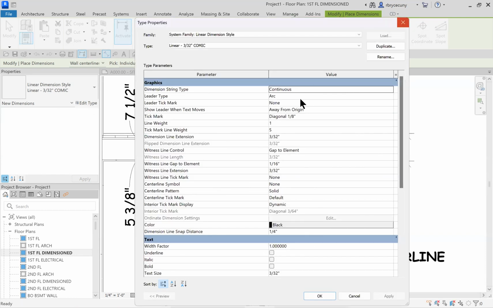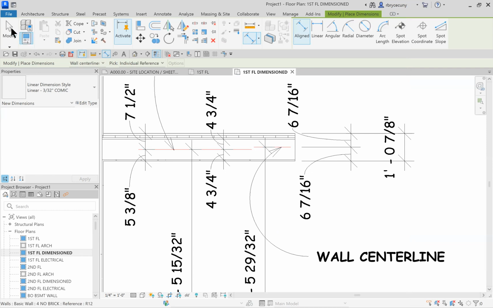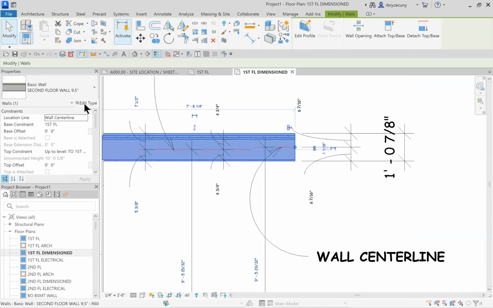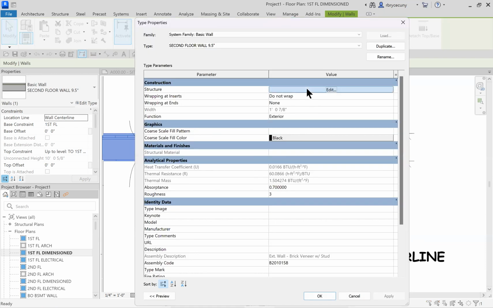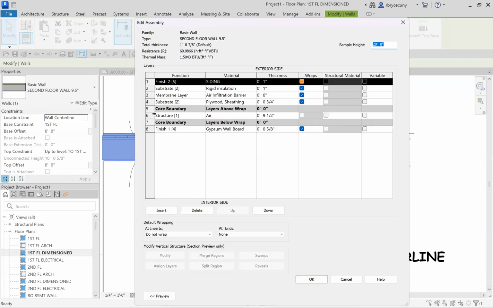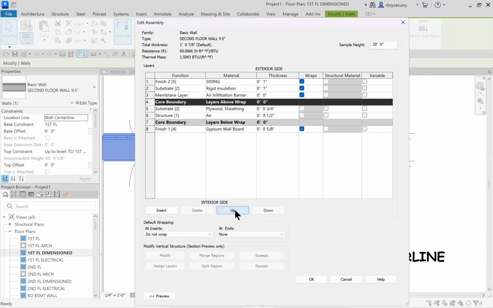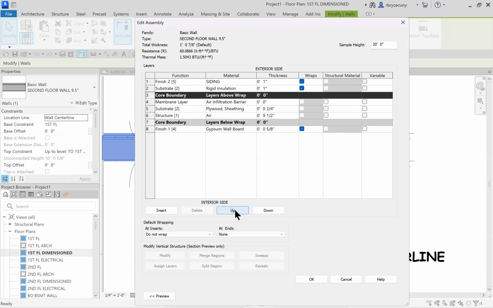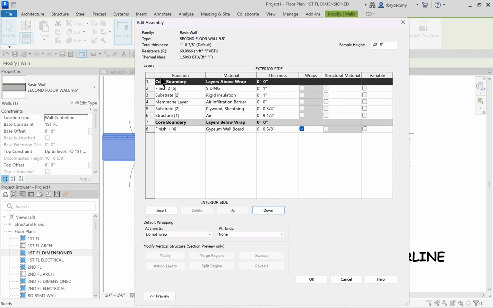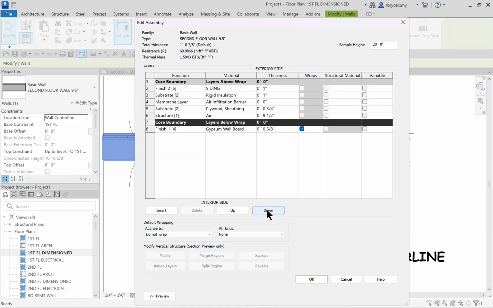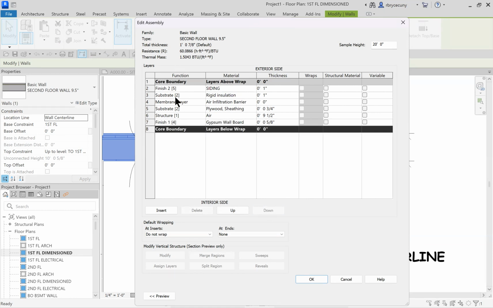Whoops, gotta highlight the wall first. And then we can edit the type, edit the structure, and we can see I can put the core boundaries anywhere I want to. And that would change the center line. If I said the core boundaries were here, then the center line would be between all of these components. If I put the core boundary here, then the center of the wall will also be the center of the core. So we can put the core boundary anywhere.